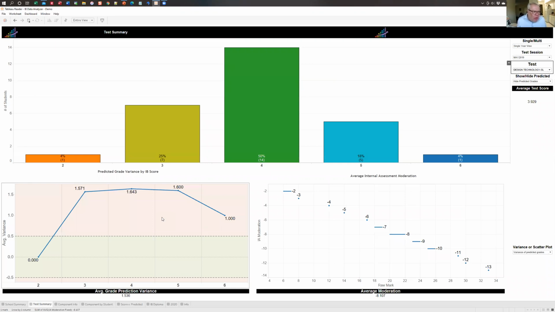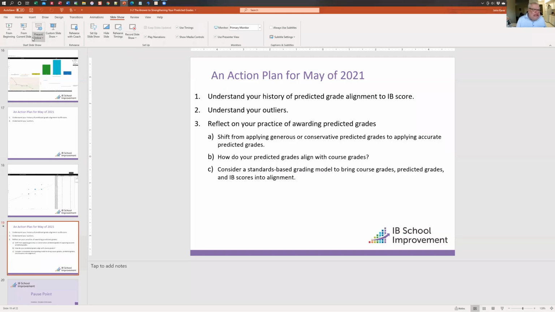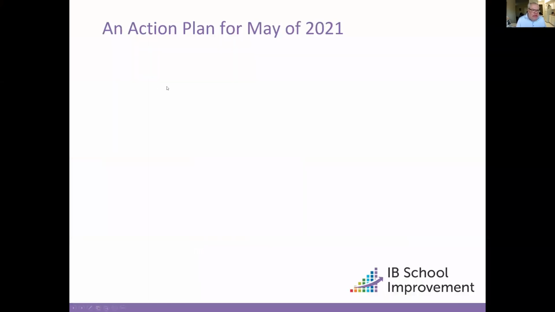We have a new teacher. We changed our type of instruction. We reflected on this process. So what you need to do is understand how much IB understands about your history. And remember, they're not going to use 2020. They're going to use 2019, 2018, and 2017. You've got to understand your history of predicting grades. You've got to understand your outliers, and you need to consider processes which bring you into greater alignment with IB expectations.